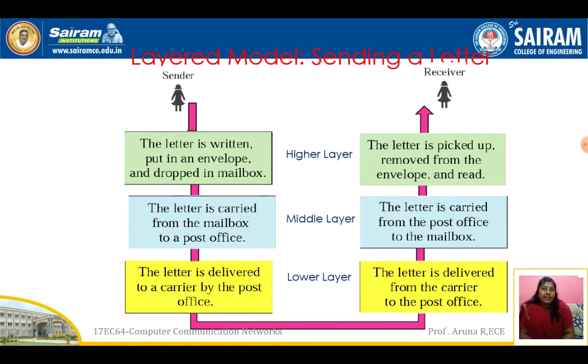So here in the higher layer, you can see the letter is written and put in the envelope and dropped in the mailbox. There, what is happening is the letter is picked up, removed from the envelope and read. So here it is given from the mailbox to the post office, there from the post office to the mailbox, and both in the lower level from the carrier to the post office, here also from the carrier to the post office. So that is how the information is being discussed in the layers.